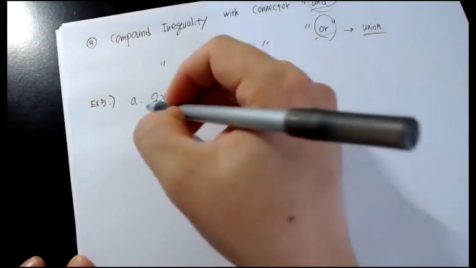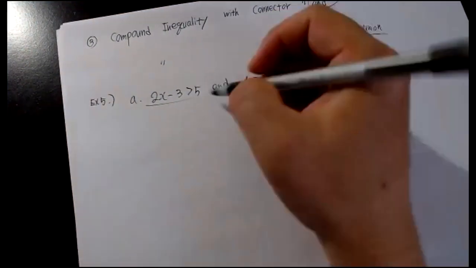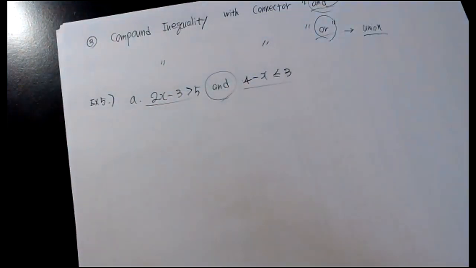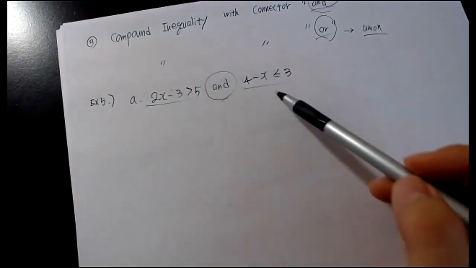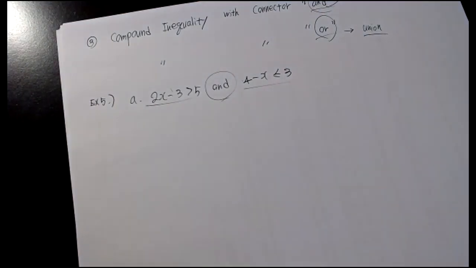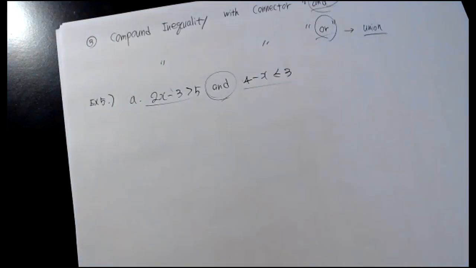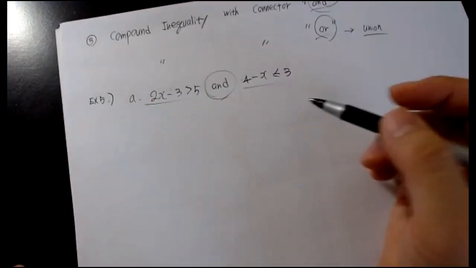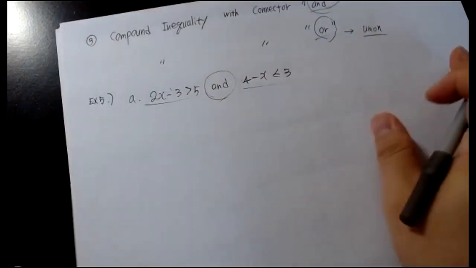So you see that this is a linear inequality, and this is a linear inequality. Two linear inequalities are coupled with the connector "and". It means we're going to find the solution set of each inequality, and then we're going to find the intersection of those two solution sets. That's what this means.